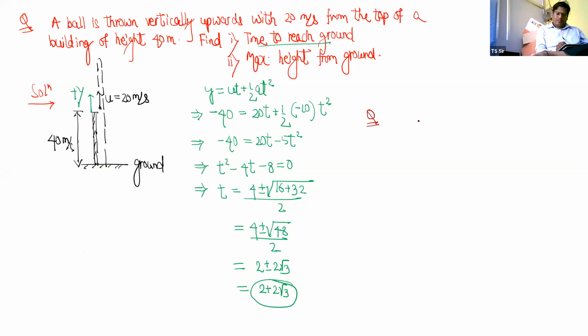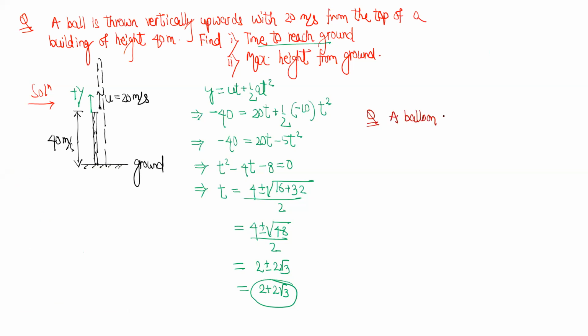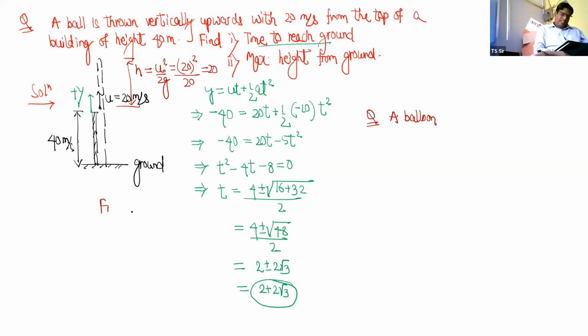A balloon. Maximum height 60. I forgot. Let's find maximum height. So 60. Maximum height means, first you find this height and then you add this 40. So this height will be u square by 2g. So that is 20 square by 20. So it comes out to be 20. So from ground it is 60. From ground maximum height is 60. Okay.